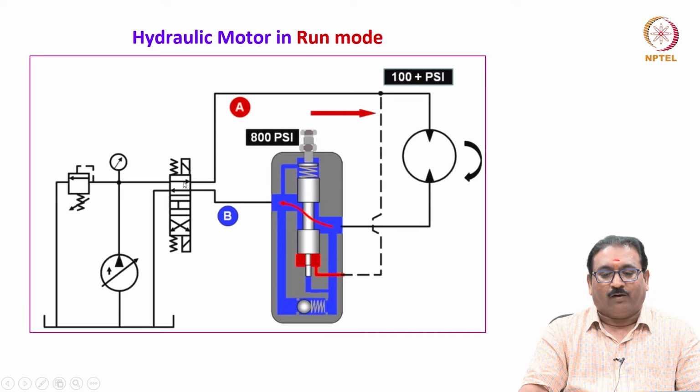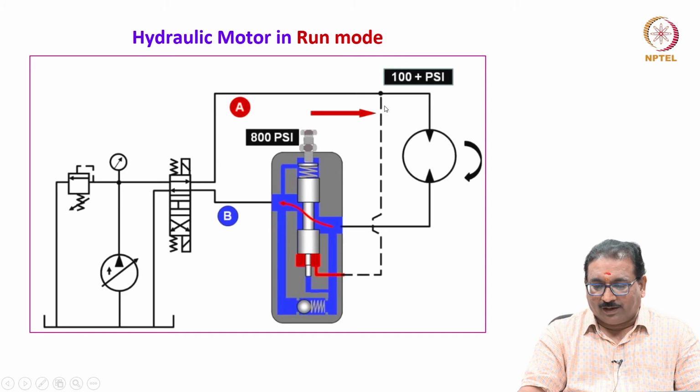Now we will see the parallel configuration. The pump flow is coming here, it will go here and rotate the motor clockwise. Here I am setting 100 plus psi. The pressure setting I will do in the valve is 800 psi. Friends, the oil from here should go to the tank, provided this will open, correct, because this valve is always closed in the null position.